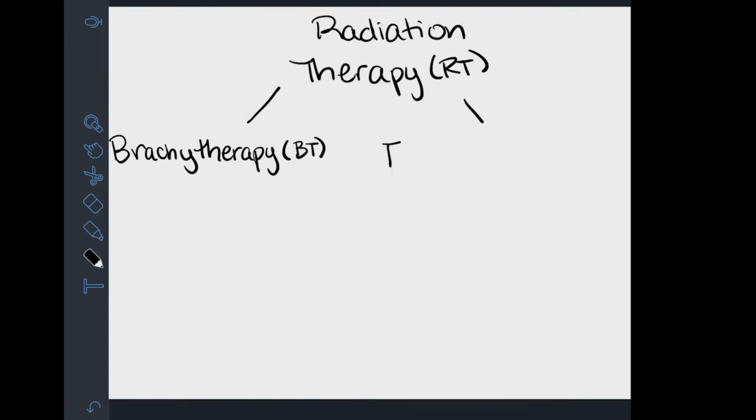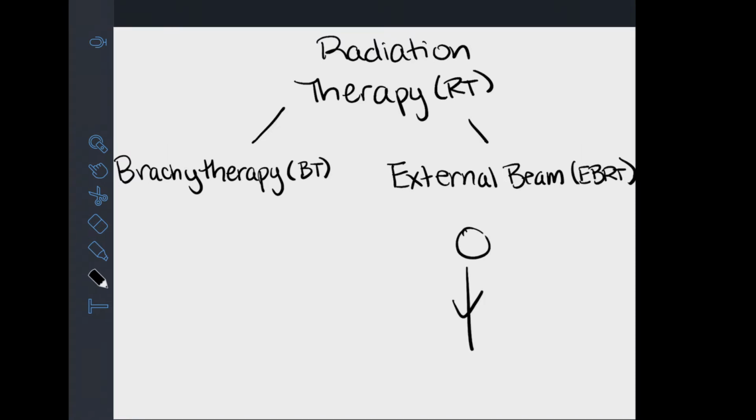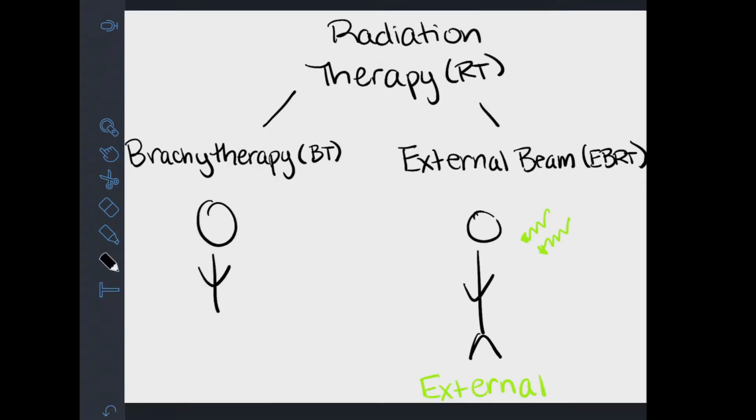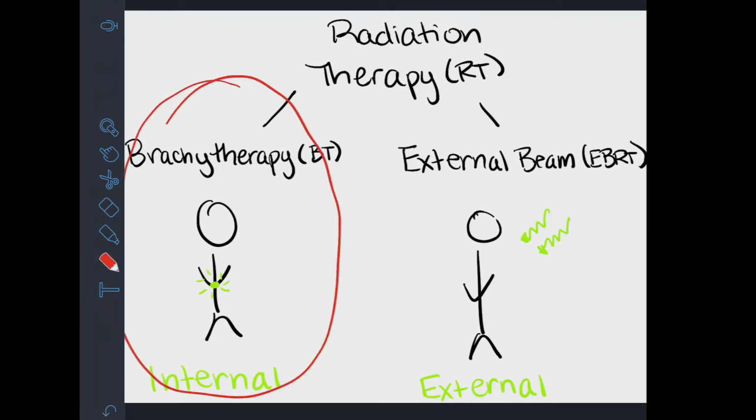The other branch of radiation therapy is external beam radiation therapy, or simply EBRT. As its name suggests, EBRT employs radiation sources exterior to the patient. Contrastingly, brachytherapy uses radioactive implants to deliver localized, conformal doses of radiation. This is the topic we will explore today.